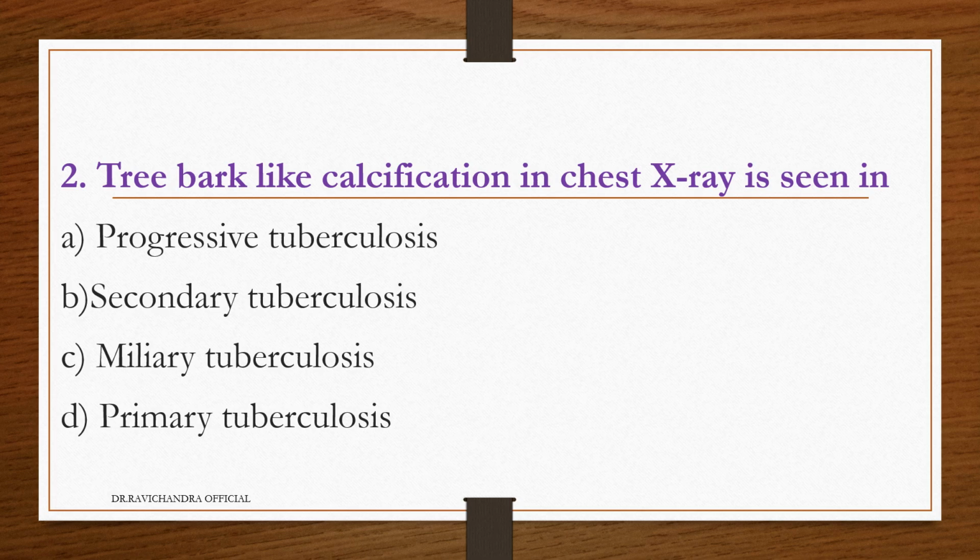Tree-bark-like calcification in a chest X-ray is a characteristic feature of primary tuberculosis, particularly in the context of the Ghon's complex or primary complex. This type of calcification is often seen in the hilar nodes or paratracheal lymph nodes. Ghon's complex consists of a primary lesion in the lung, lymphatic spread to hilar or paratracheal lymph nodes, and calcification of the primary lesion and affected lymph nodes, resulting in the tree-bark-like appearance.